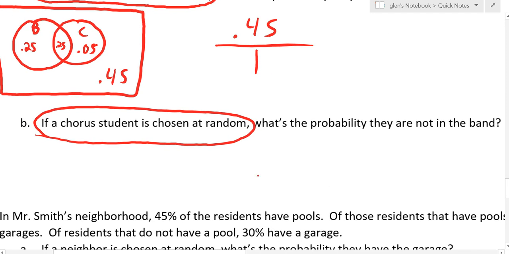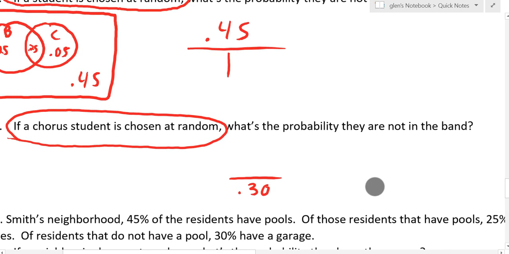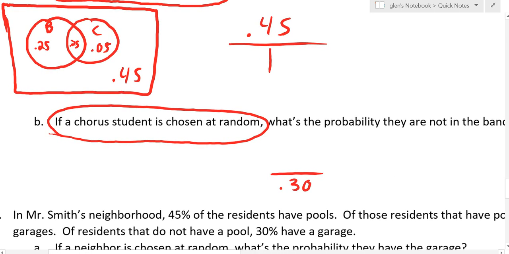Chorus students make up 0.3. So our denominator is 0.3, because we're only looking at that subsection. Okay? What's the probability they're not in band? Well, what percent of kids are in chorus but not band? 0.05 goes up there. Okay? And what is that? 5 out of 30? That's a sixth. That's like 0.16667, we'll say.